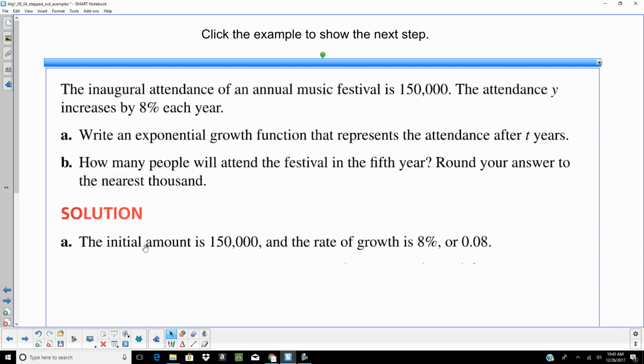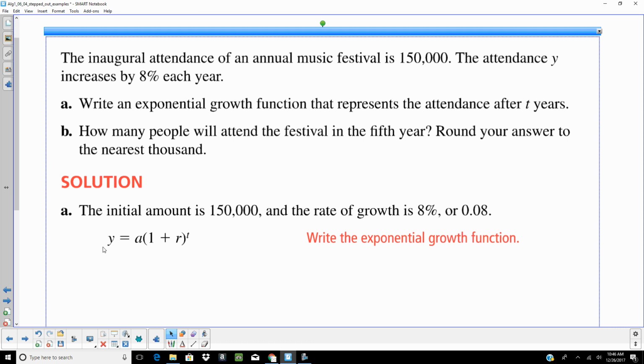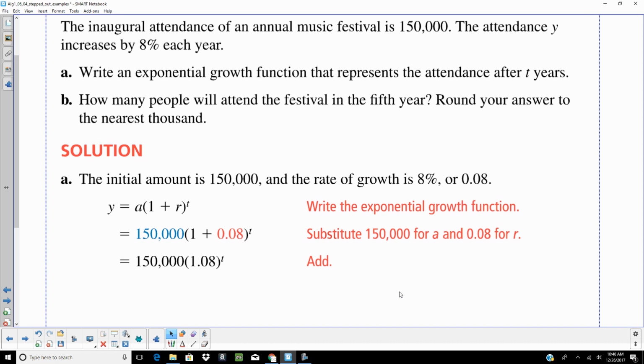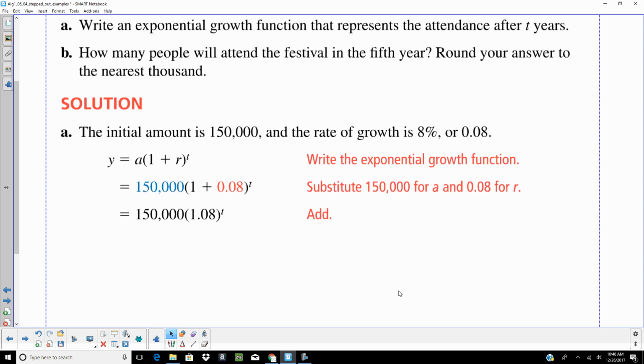So our initial amount, 150,000. R is 0.08. We're going to plug that into the formula. And there's our formula: 150,000 times 1.08 to the t. That really wasn't that bad.